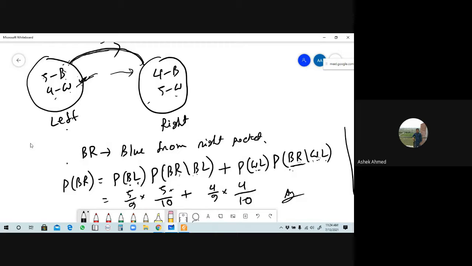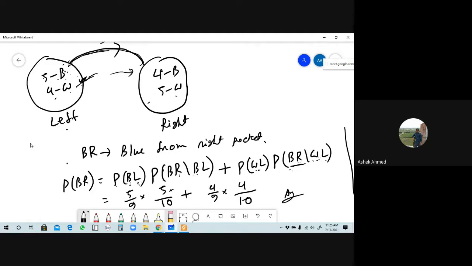প্রবাবিলিটি ফাইন্ড করতে হবে। That's why we can say that probability of BR means here blue from right pocket. Okay, first of all, if he transfers a blue marble from left pocket, since the left pocket contains two categories of marble, 4 blue and 5 white. Firstly, he transfers a blue marble from left pocket. So that's why we can say that this is probability of BL, blue from left. Okay, that is given here.